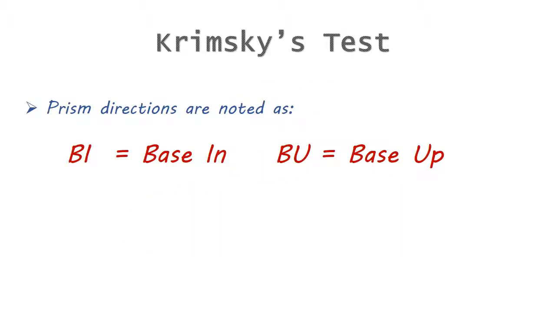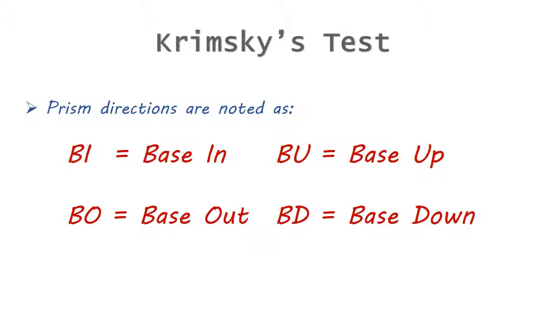The prisms in reality are more of a square shape, or they're attached in a prism bar. Mine are trapezoidal, and I did that just so you could see which is the apex and which is the base. And the notations are as follows: BI, base in; BU, base up; BO, base out; and BD, base down. That's how they're written. Let's move on to the second version of the Krimsky test.